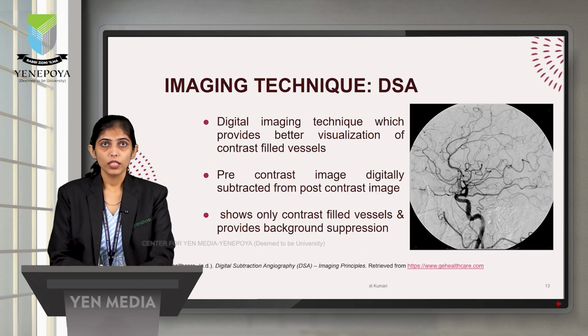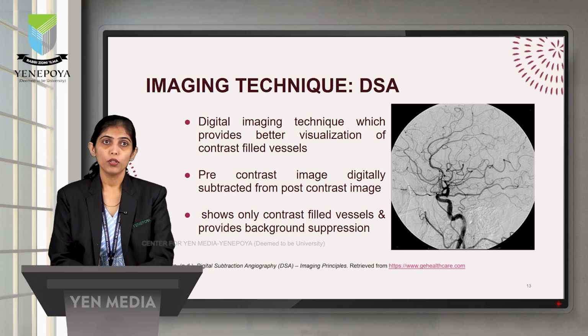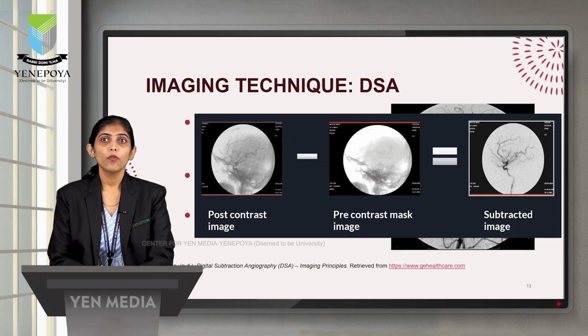So coming to the imaging technique, the technique we use is DSA, that is digital subtraction angiography. It is a technique which provides better visualization of contrast filled vessels. Here we acquire two images. The first one is the pre-contrast image, that is without giving contrast, and the second one is the post-contrast image. Now we subtract both the images and then we get an image with a clear picture of blood vessels.